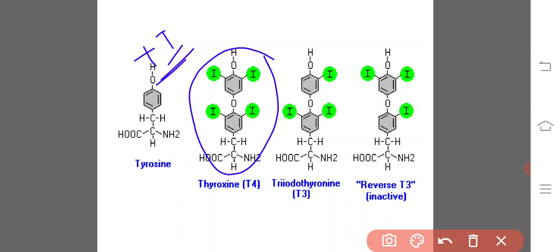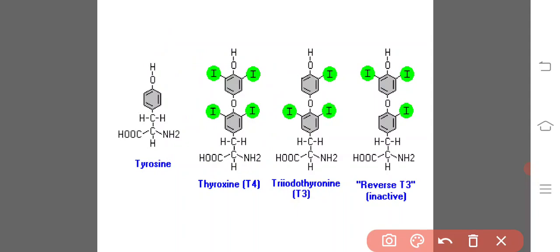Thyroglobulin is taken into the thyroid follicle cells by the process of endocytosis. Lysosomes fuse with the endocytic vesicles and proteolytic enzymes break down the thyroglobulin to release the T3 form, otherwise the T4 form.